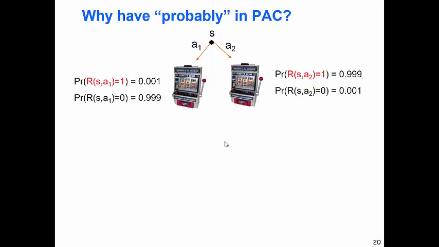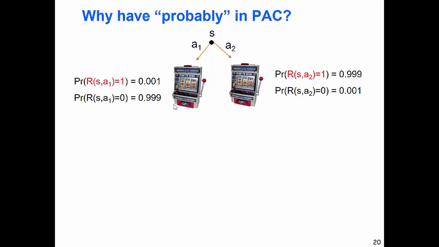So what about the probably? Here is an example. We've got a bandit problem, and there's just two arms. With this arm, you get a reward of 1 with probability 0.001, and you get a reward of 0 with probability 0.999. So 1 in 1,000 times you're going to get 1, but most of the time you're going to get 0. It doesn't look like a very good arm to pull, right?